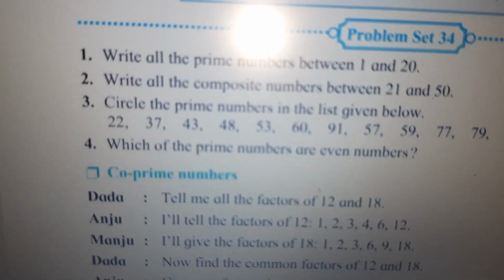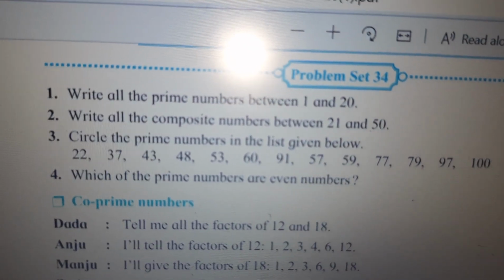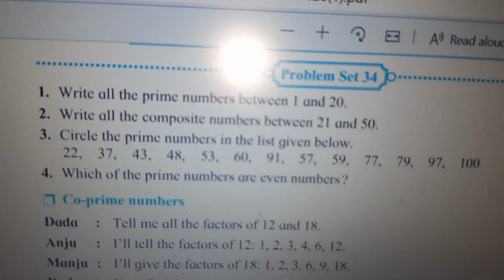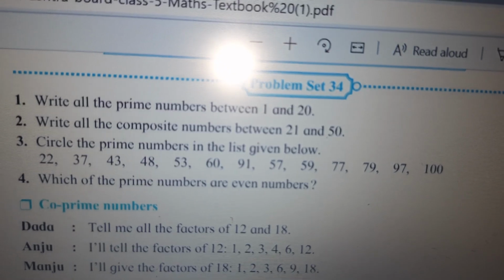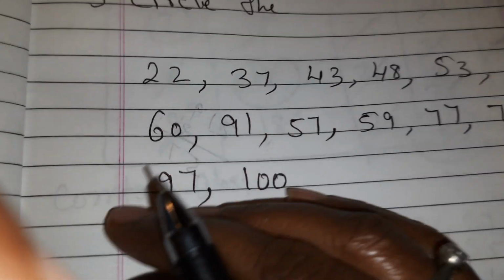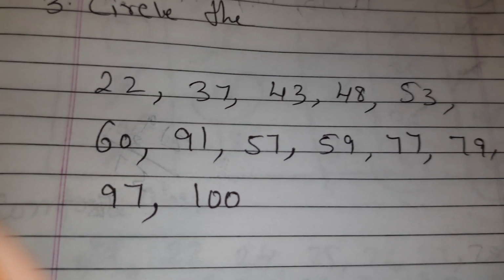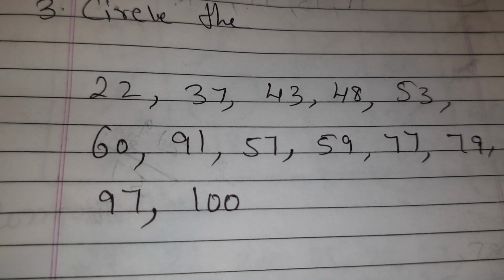Third question, circle the prime numbers in the list given below. We have to circle it. 22, 37, 43, 48, 53, 60, 91, 57, 59, 77, 79, 97, 100. Actually, I would say children, you make an Eratosthenes method till 1 to 100 and you keep it in your maths notebook, so it will be easy for you. Whenever they ask some question, you can refer that.